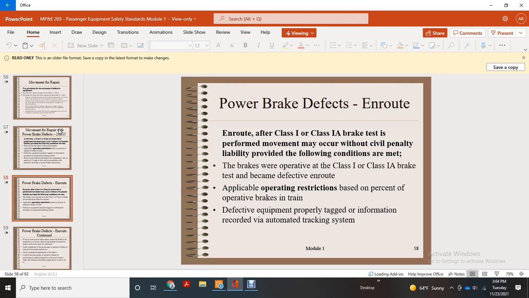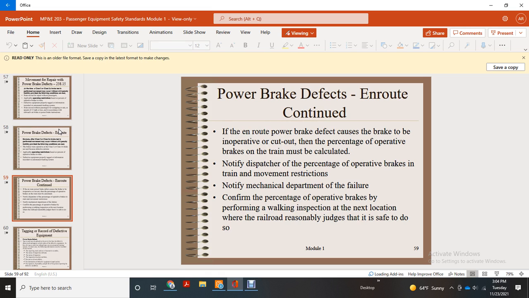Power brake defects en route. En route, after the Class 1A brake test is performed, movement may occur without civil penalty liability provided the following conditions are met. Brakes were operative at the Class 1A brake test and became defective en route. Apply the operating restrictions based on the percent of operative brakes on the train. Defective equipment is properly tagged and information recorded via the automated tracking system.